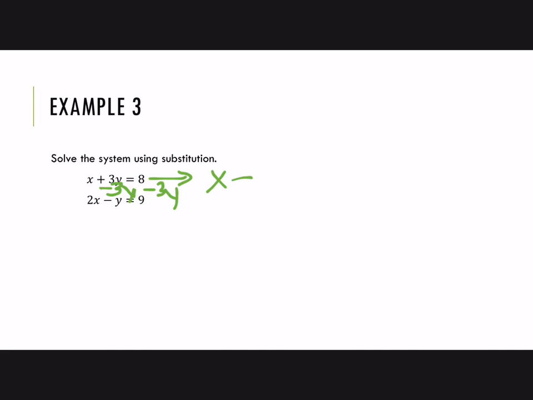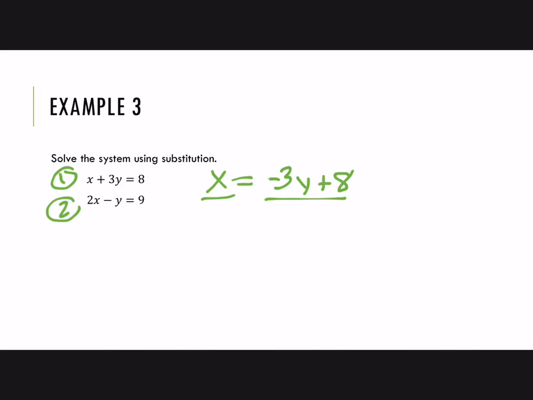Okay, and then I get x equals negative 3y plus 8. Now what I have is an equivalent expression for x. So this equation is saying that x is the exact same thing as negative 3y plus 8. So now what we want to do is use the second equation. This is equation 1 and equation 2.